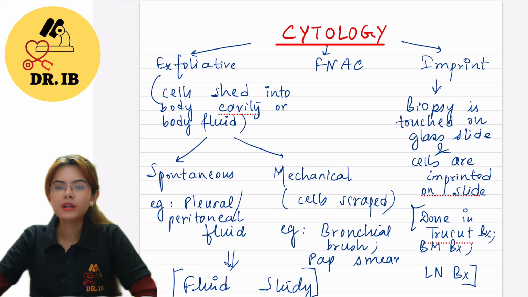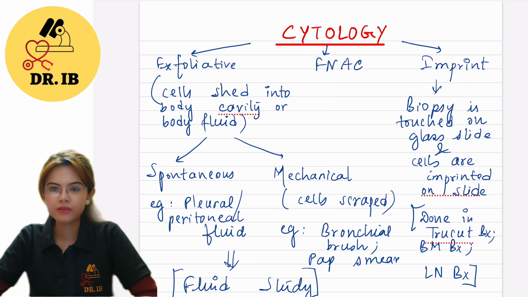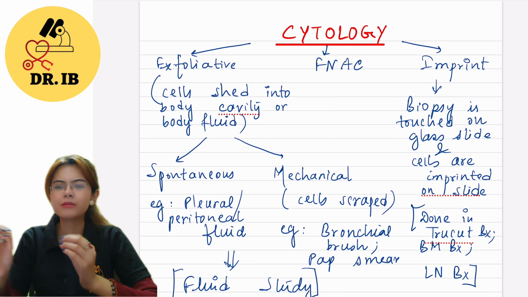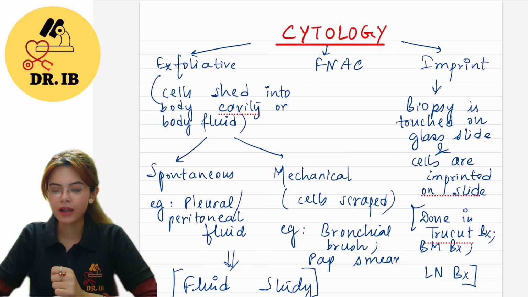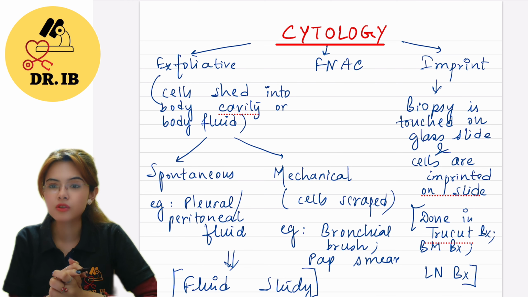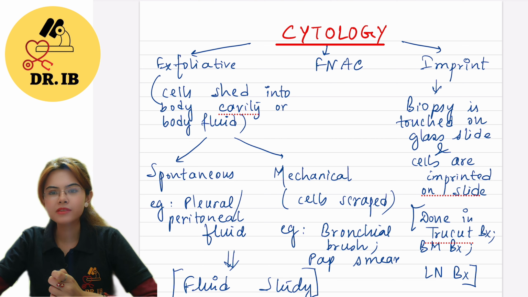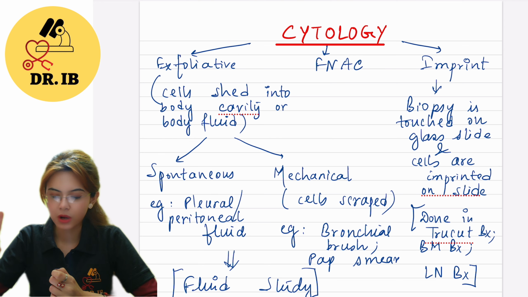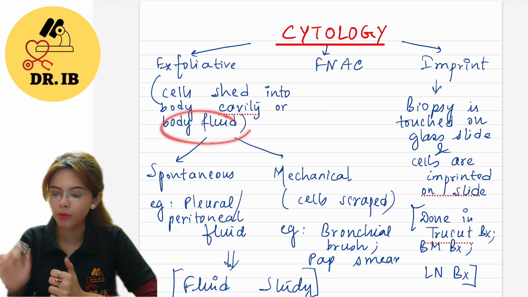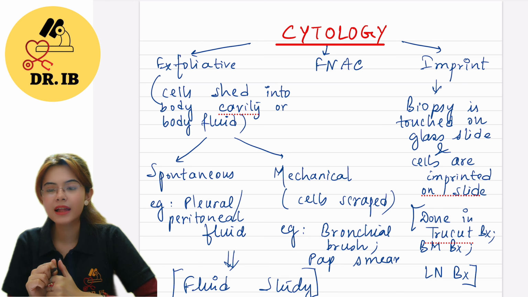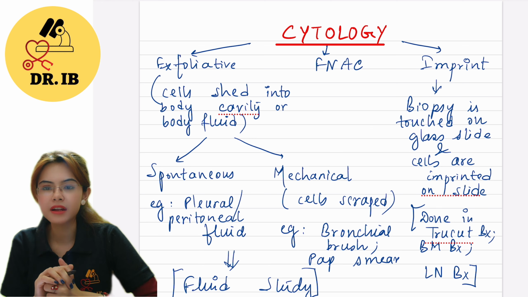Now what I would like to tell you before I start with the FNAC is what is cytology, a little bit about cytology. FNAC is a part of cytology, right? So what is basically the entire spectrum of cytology? You have something called exfoliative cytology. The cells in the body are shed into the body cavity or the body fluid, which is collected and then it is tested. That is a different kind of cytology.